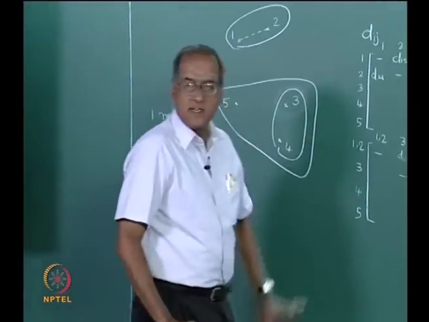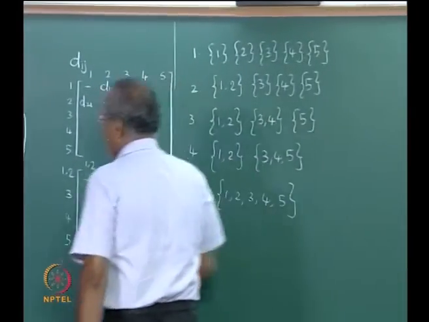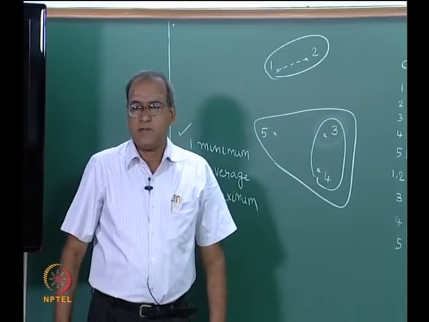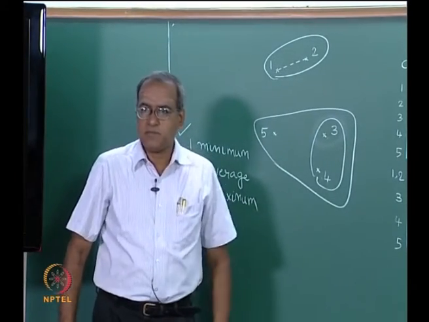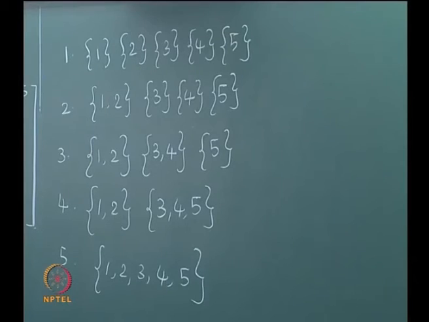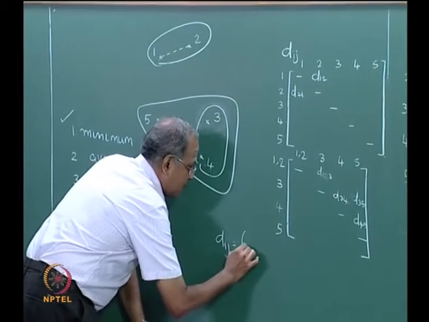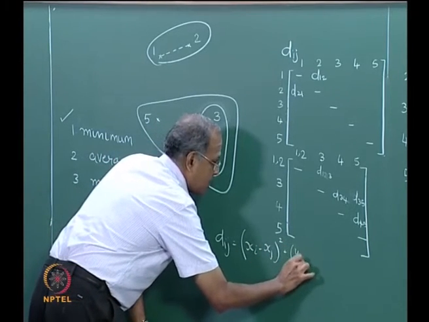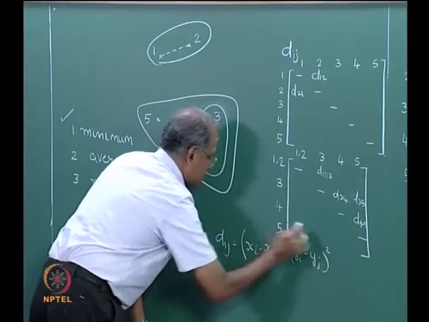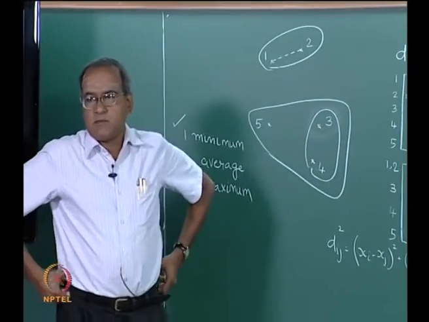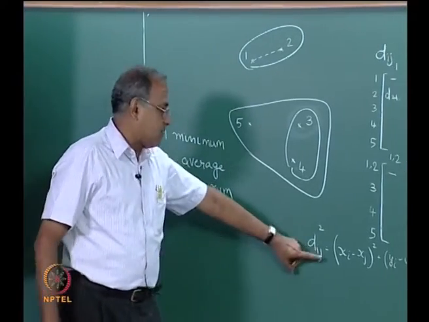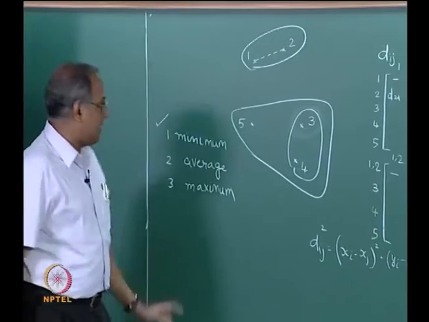Now, there are 2 other considerations. One, of course, is we used the minimum here, that is 1. We did not use the average or the maximum, and these distances were calculated in general using the formula dij is equal to xi minus xj the whole square plus yi minus yj the whole square equal to dij square.